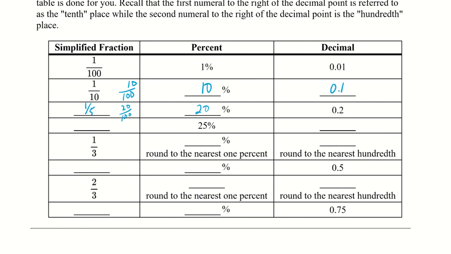And then 1/3 and 2/3 are some that are different. These are called repeating decimals. They go on forever and ever. So we round them. We round this to 33%, and then this one we round to 0.33. And it will usually tell you when to round. And 2/3 is 67%. So then 0.67 for the decimal.